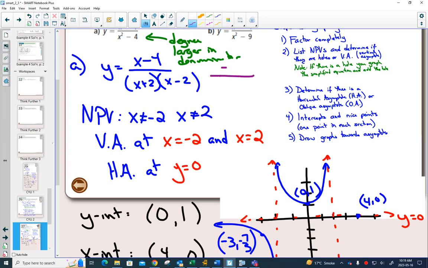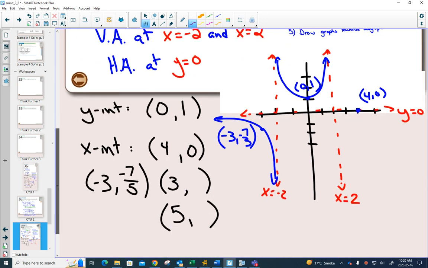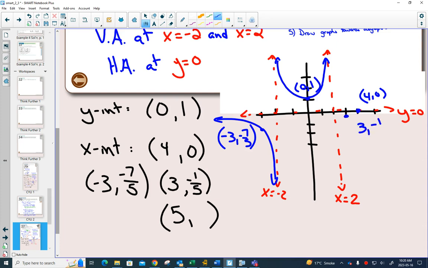If I plug in 3, the top will be negative 1, and this will be 5, and this will be 1. Can you see that you would get negative 1/5? If you plug in 3, you will get negative 1/5. So I'll add that in, negative 1/5. And that tells me I have this point right here, (3, -1/5). And this is enough information on this part to tell me it had to be going down towards the asymptote.